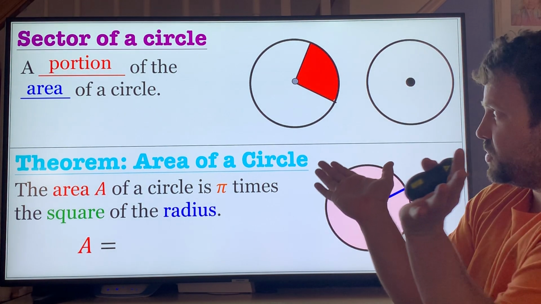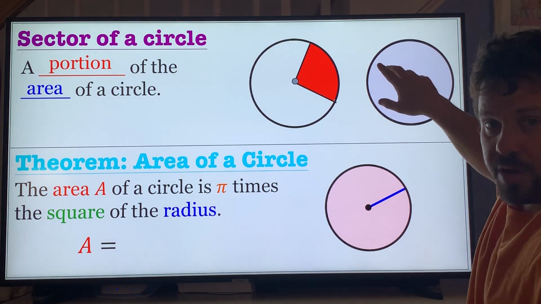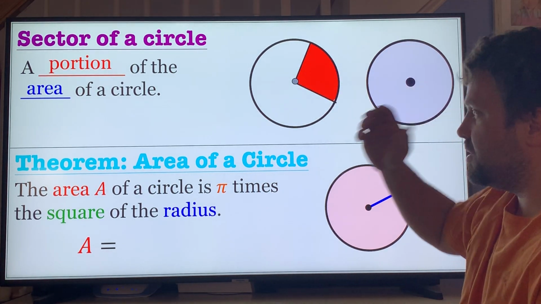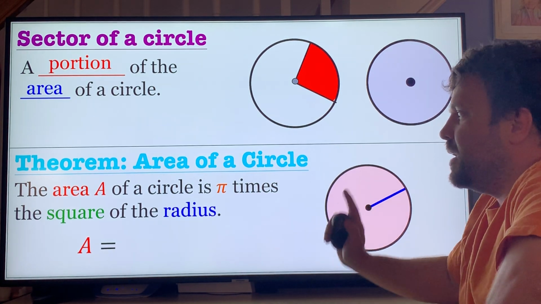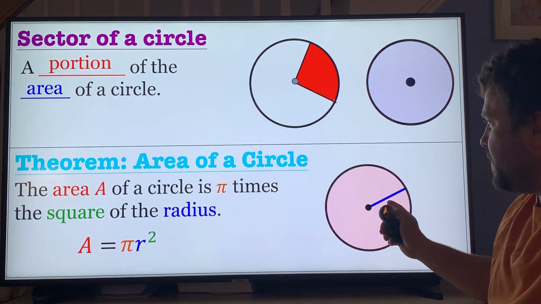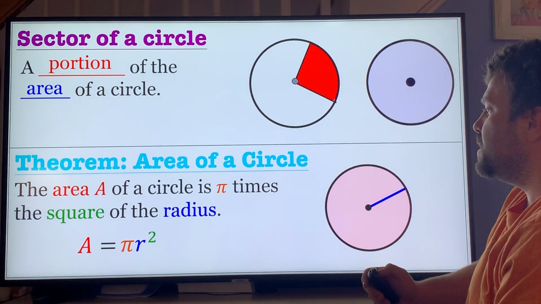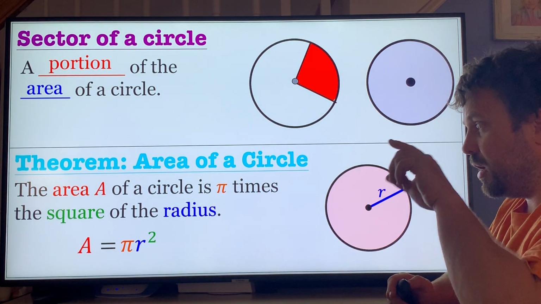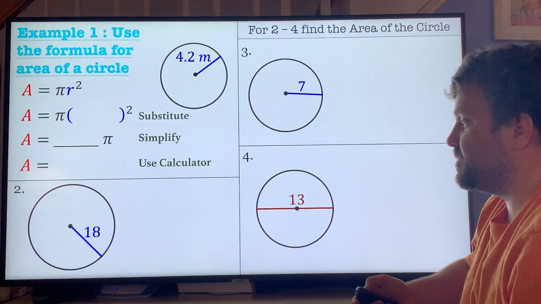It's usually constrained by 2 different radii. The whole entire thing would be your area, and the little piece would be your sector. Now, do you guys remember the formula for the area of a circle? It is pi times the square of the radius. So if this is our radius, it is pi times r squared. You take pi button, r, whatever it is, say it's 8, and then you do 8 squared, and that gives you your answer.